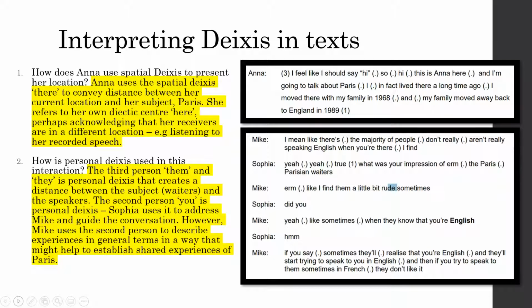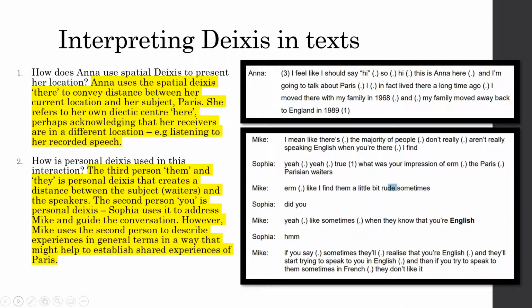For example, it would seem quite strange for you to say, hi, this is Anna here, in interpersonal conversation where you were standing in the same location, because, well, I think they kind of know where you are, they can see you. So I think that the spatial Deixis there that relates to her deictic centre is perhaps acknowledging her position relative to those listening to her.